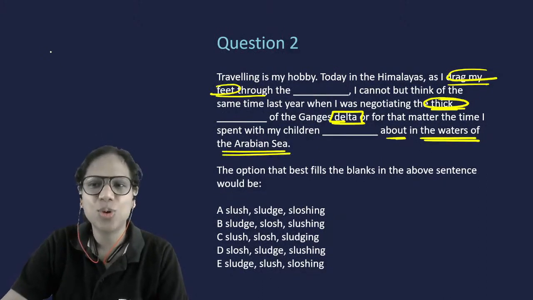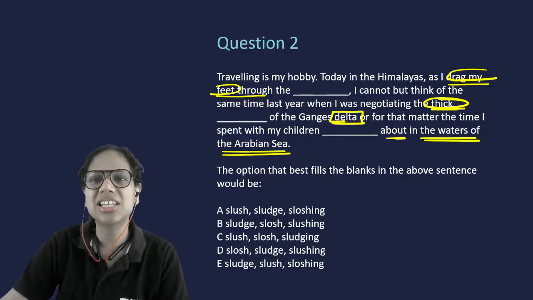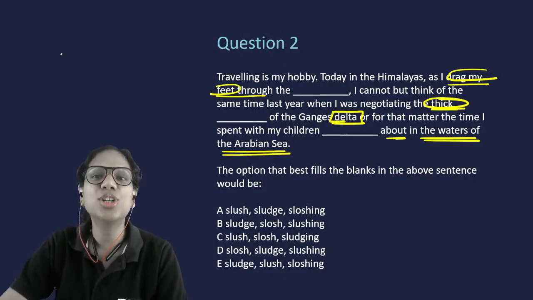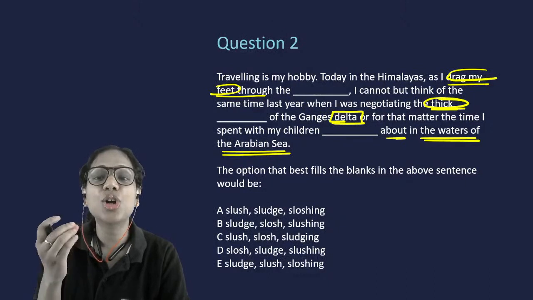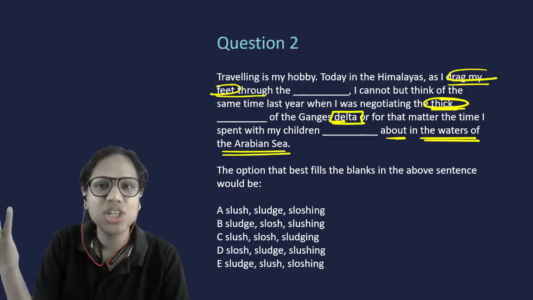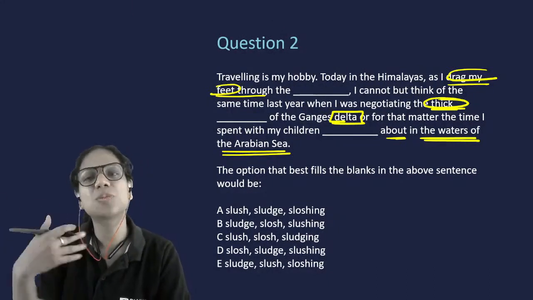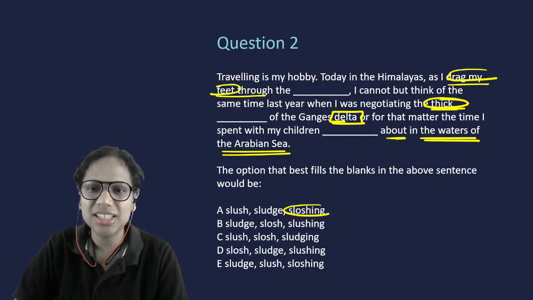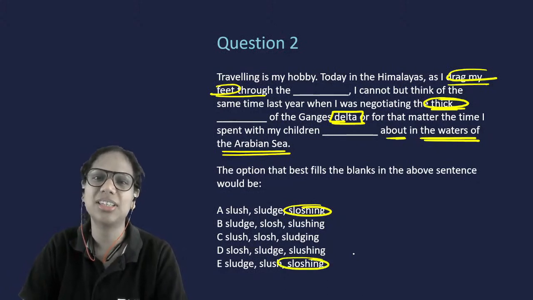You play in the waters, right? That's what this person is reminiscing. The time I spent with my children dash about in the waters of the Arabian Sea. So the word for this is sloshing about or splashing water. Sloshing about means splashing water on each other, right? So either this or this is the answer. It's either A or E.